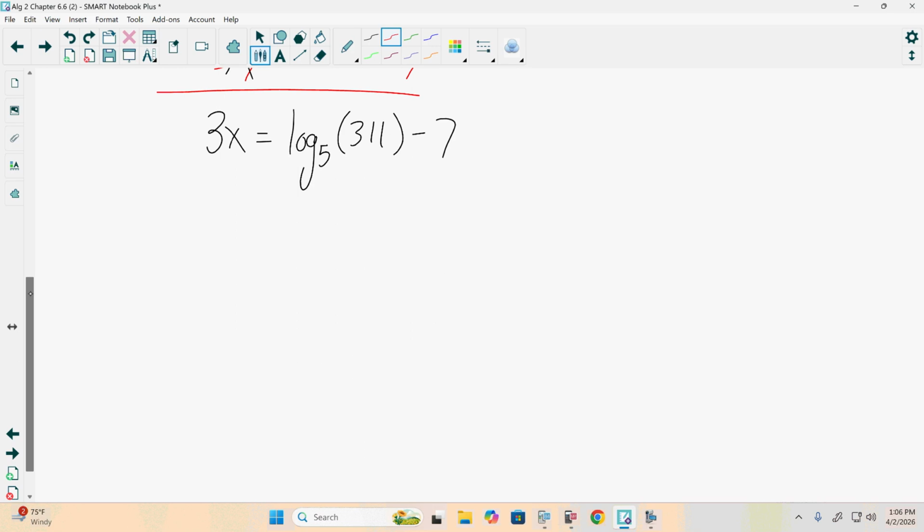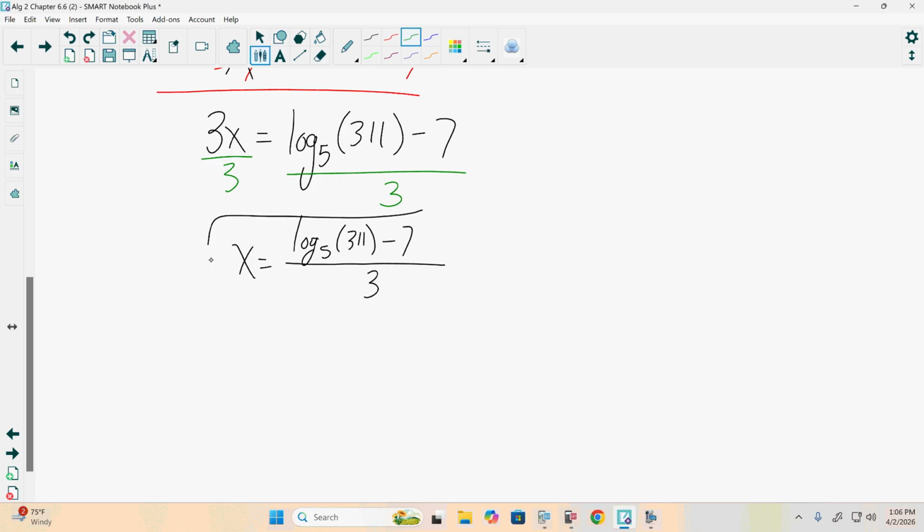X is not by itself, so we need to divide both sides by 3, telling us x is equal to log base 5 of 311 minus 7, over 3. So for the most part, think of log base 5 of 311, this term, as a specific term. It's a number. It is a value. So we're not going to mess with the numbers inside the parentheses. We're not going to do anything to it, especially when we're adding, subtracting, multiplying, or dividing.